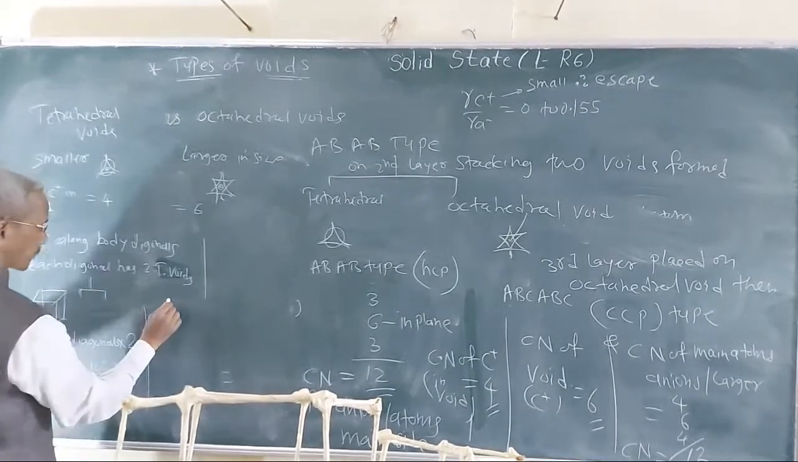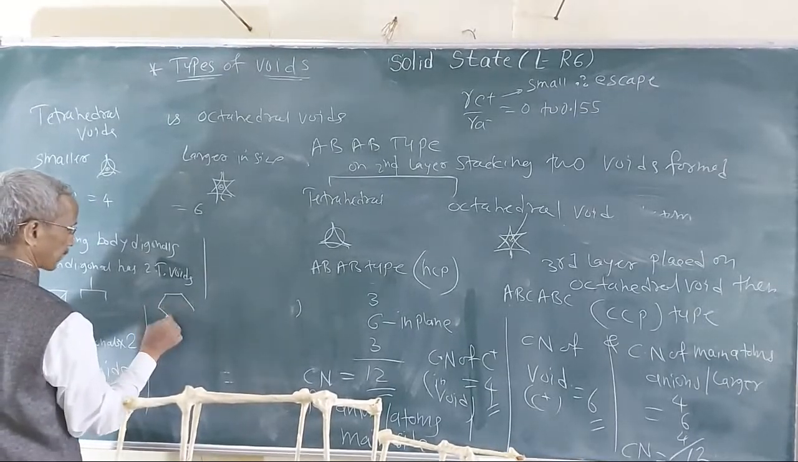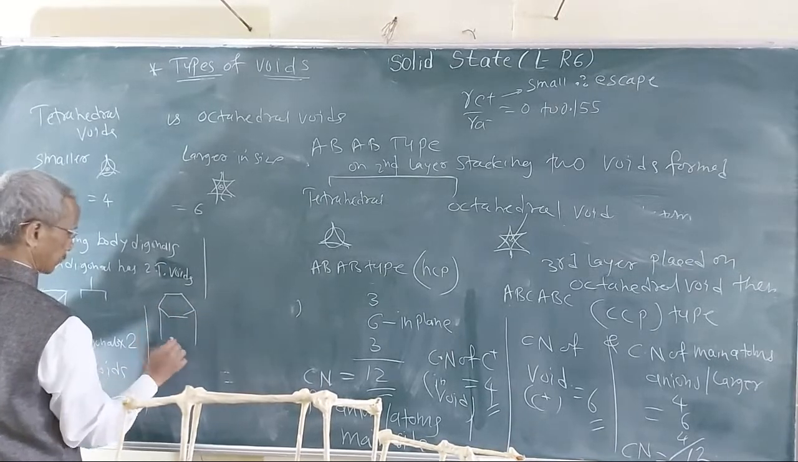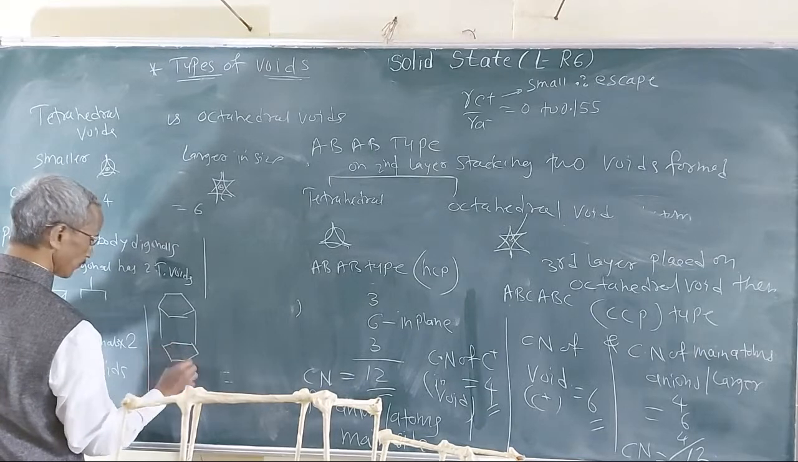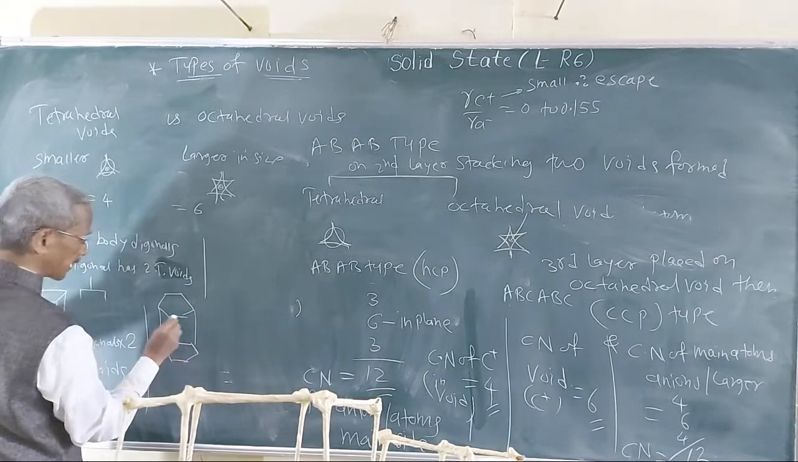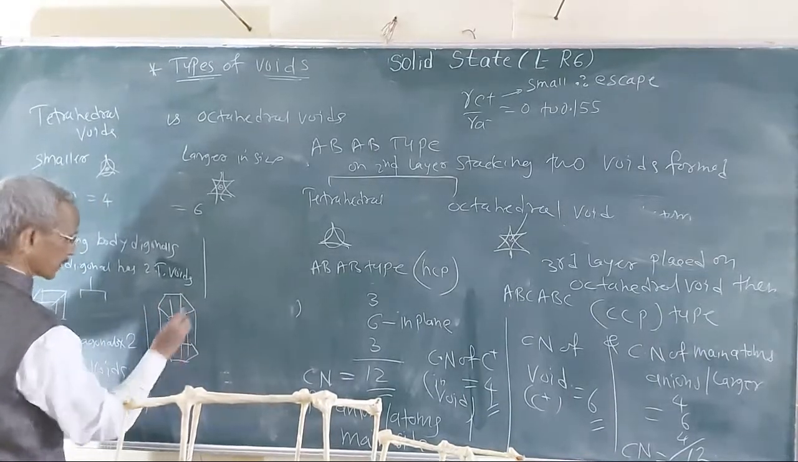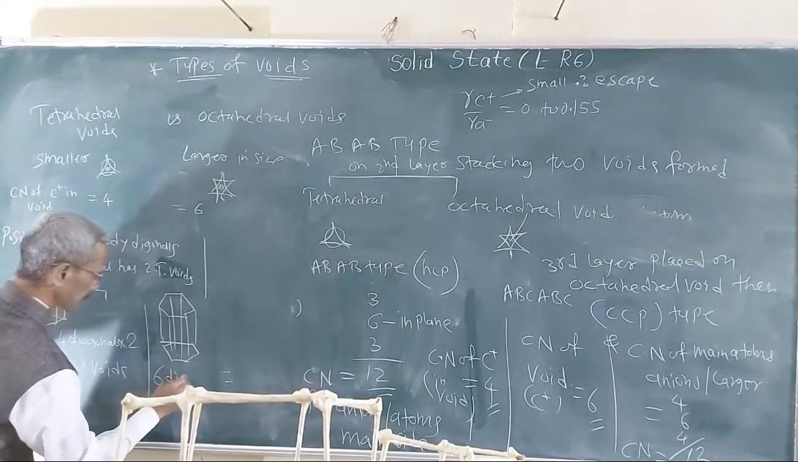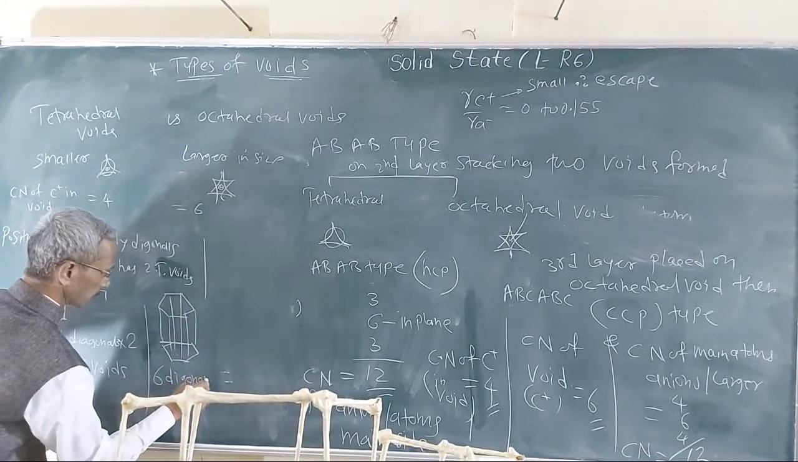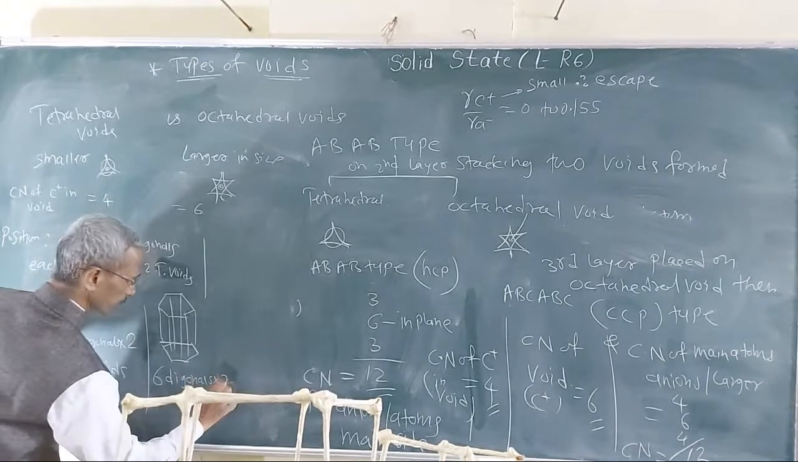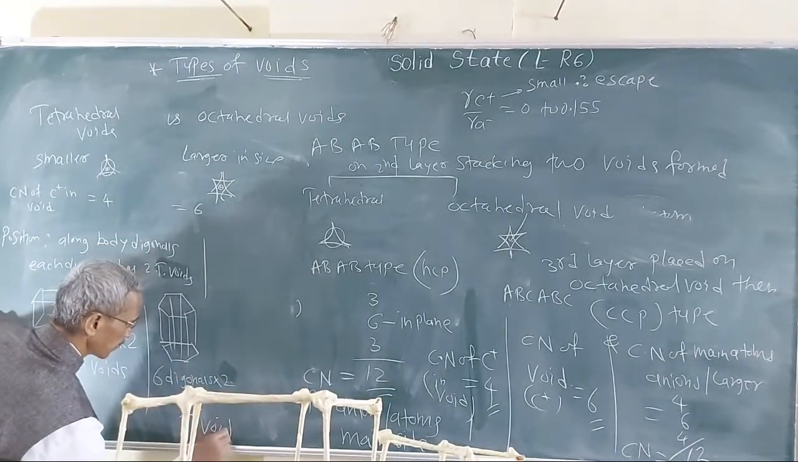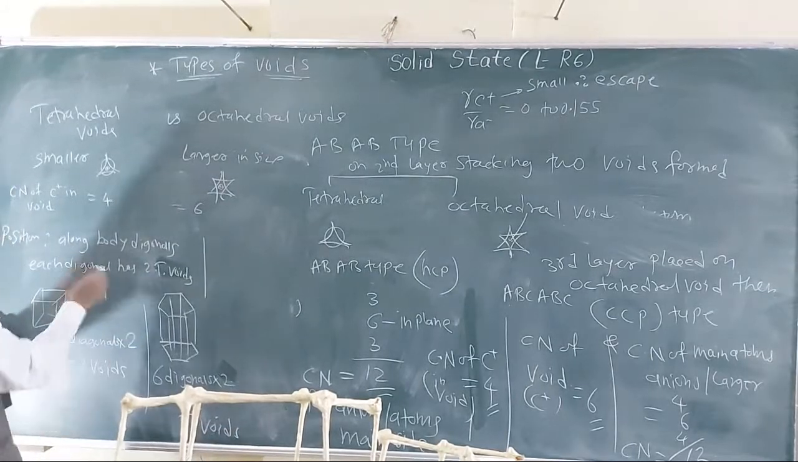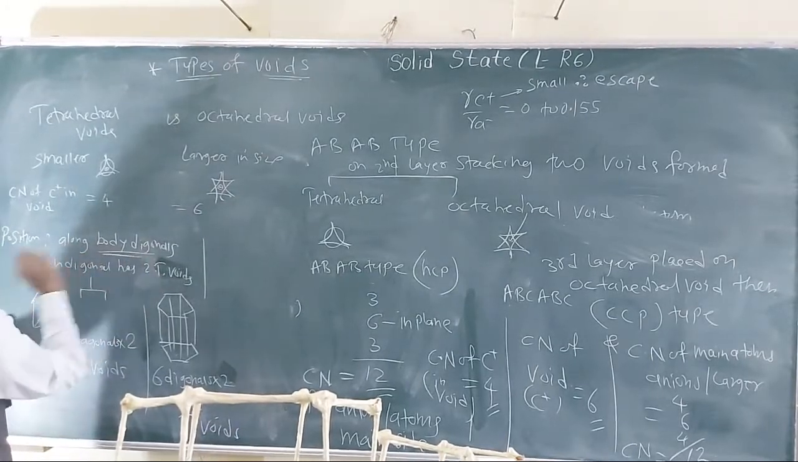Whereas if you consider the hexagon, then there are 6 diagonals. Into 2, there are 12 tetrahedral voids, on body diagonals only.